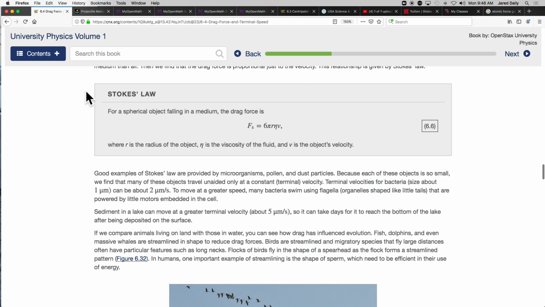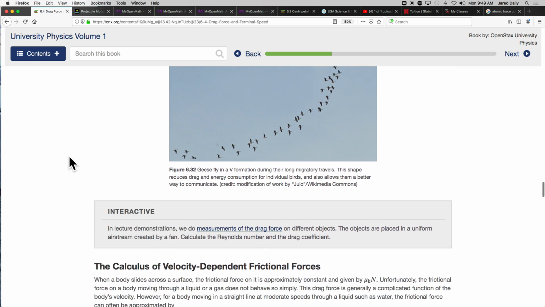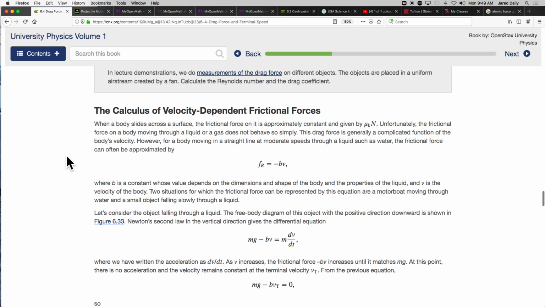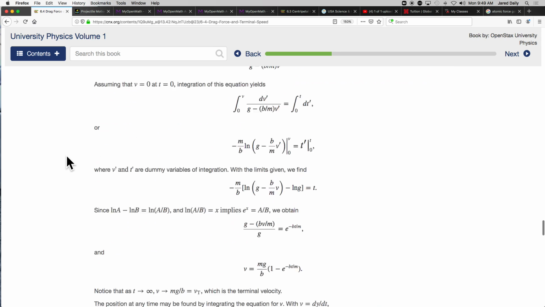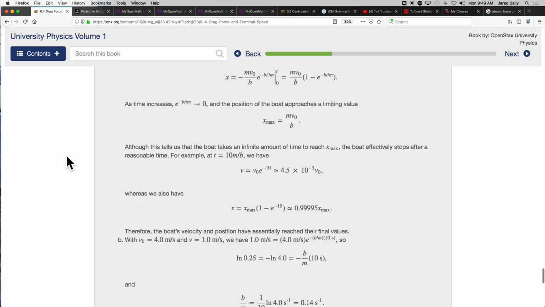And then you have Stokes' law, which is for a spherical object falling in a really high viscosity fluid. This is Stokes' law. And it usually works for small objects best. Drops of water, little pieces of dust, whatever. So anyway, and then they have one more equation, which we'll cover next time.